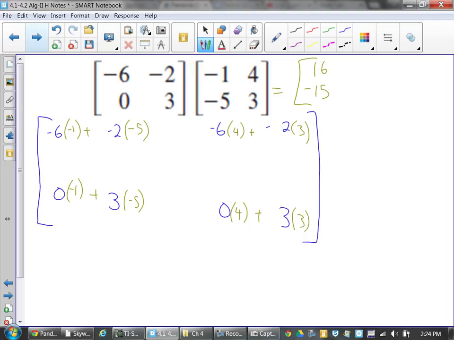Then I have -24 plus -6. Wait, but it's -1 there. So it becomes 6. There's a negative in front of the 6 too. Yeah, -6 times -1 is 6. So why isn't it -18? Because it's a -2 times a -5, which is 10. 10 plus 6 is 16. Well, I was putting the first of each. Okay? And then the last one, you have 0 plus 9.